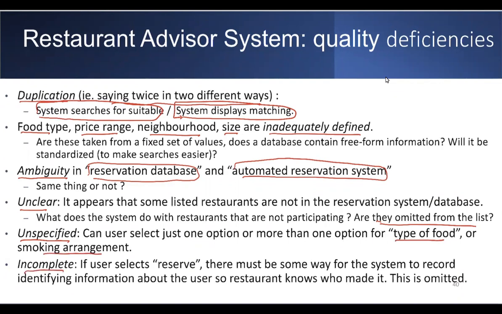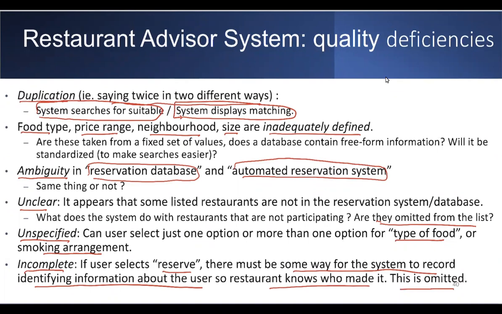Incomplete requirements in the restaurant advisor system, as an example: if users select the option reserve, there must be some way for the system to record identifying information about the user, in order for the restaurant to know who made it. This is omitted. We didn't see this in the statement. We didn't see this in the requirements. So these are incomplete requirements.